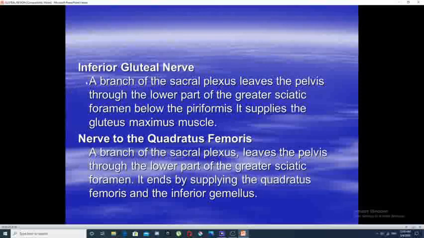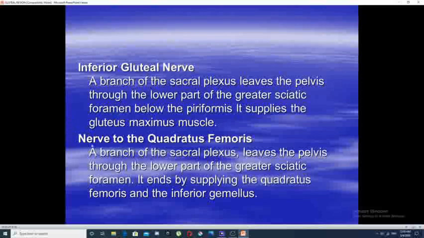The inferior gluteal nerve, another branch of the sacral plexus, leaves the pelvis through the lower part of the greater sciatic foramen below piriformis muscle. It supplies gluteus maximus muscle.